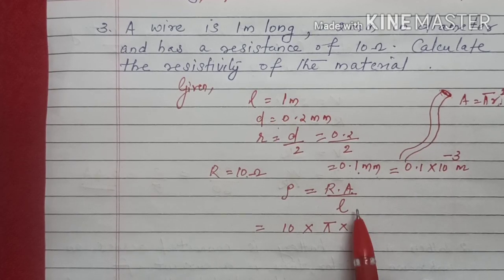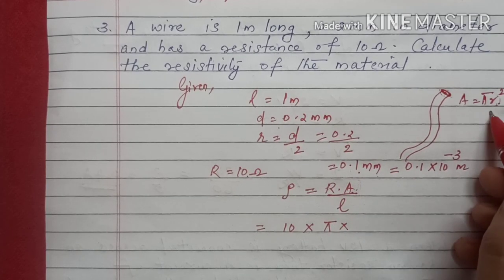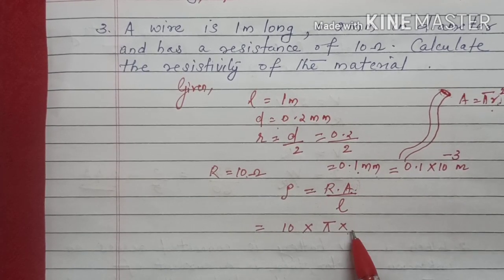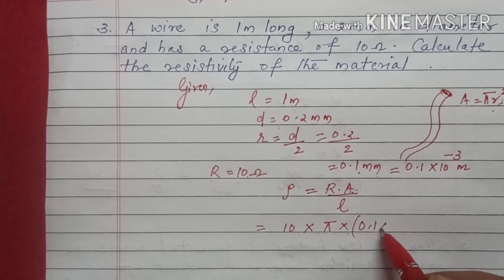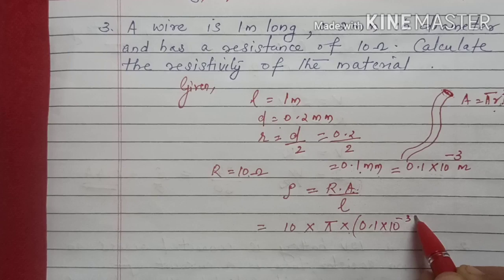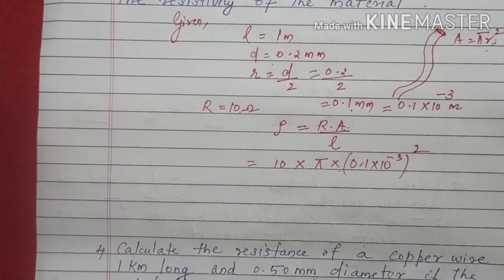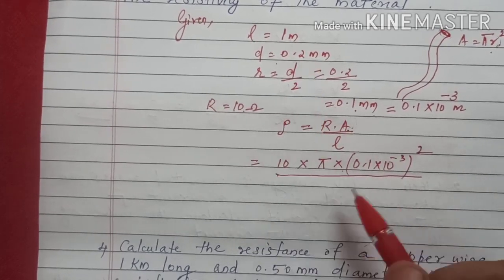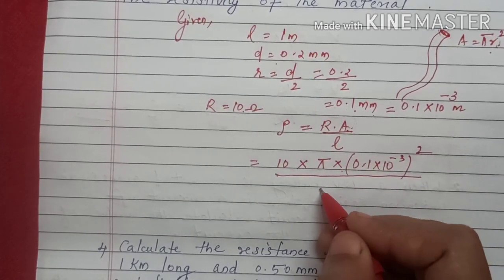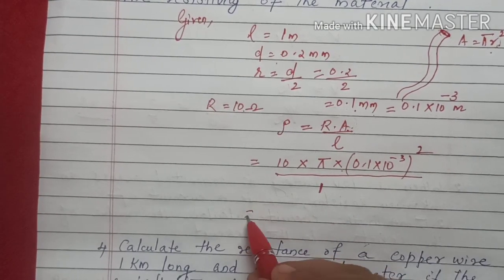And here you have to take pi r square, right? Area is pi r square. So instead of this r, you can put the value. So 0.1 into 10 raised to minus 3, the whole square. Understand? That is the area. Now divided by, what is the length here? It is 1 meter. So it is easy. Then you can find the value.